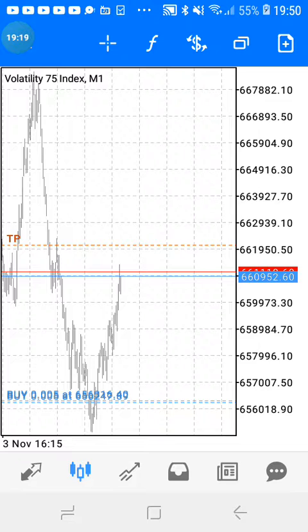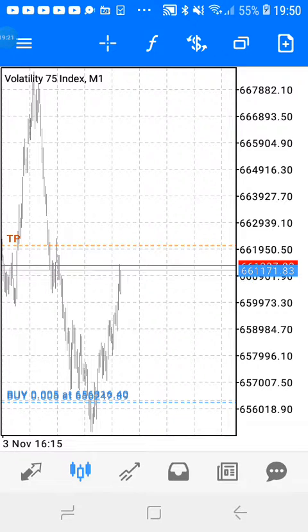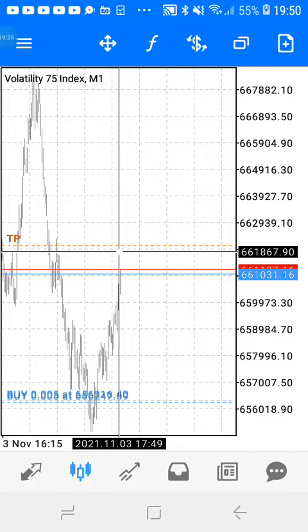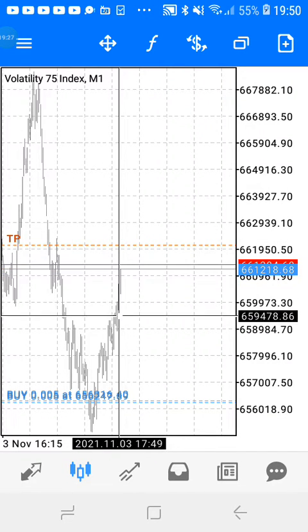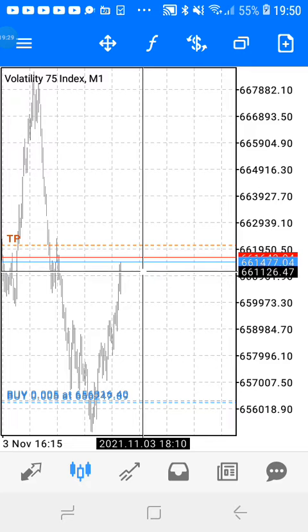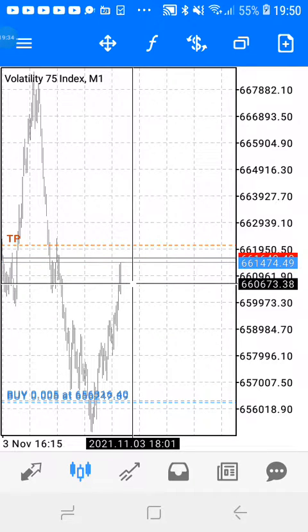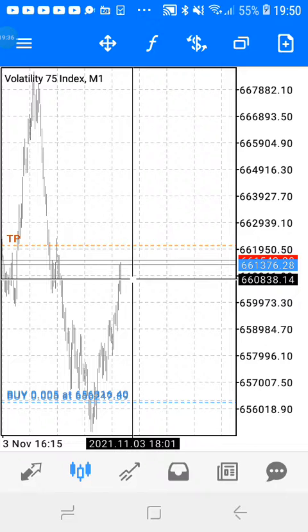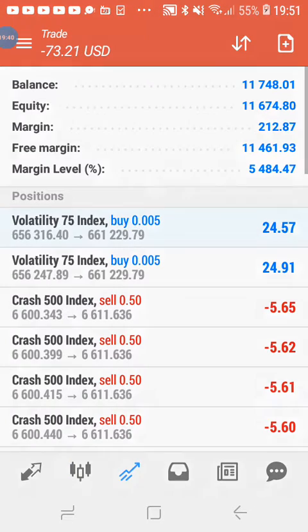One more thing that I wanted to add is you also have to lock your profits. When you want to lock your profits, you always take the price above your entry. Like we can lock maybe here, 660838. Let's do it.